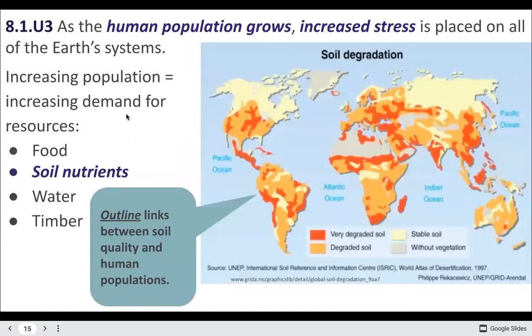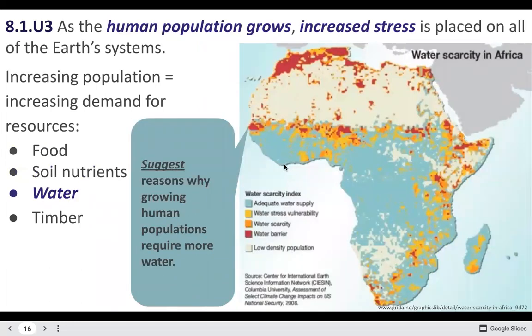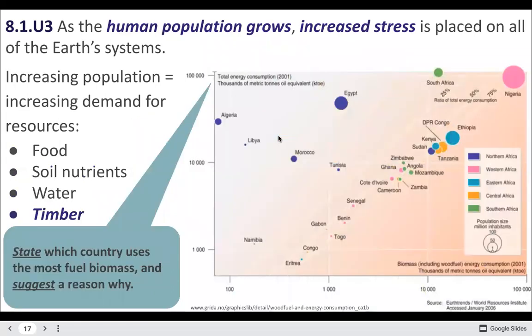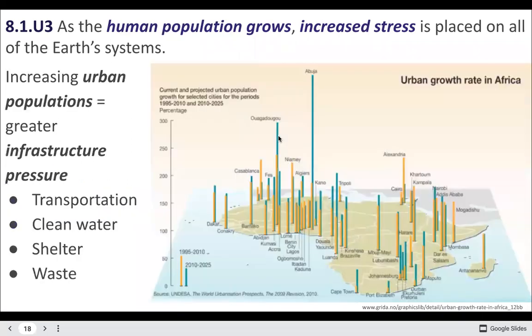Okay. So increased stress on things like soil nutrients, right? Increased stress on water. We have lots of water conflicts around the world. Increased stress on other natural resources, fossil fuels, etc.